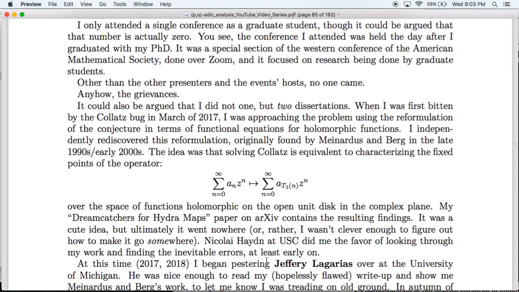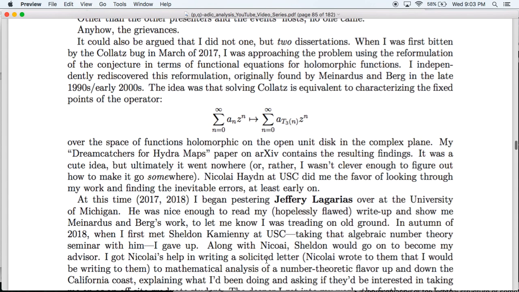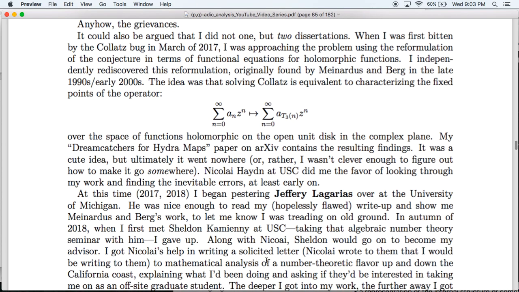Nikolai Haydn at USC did me the favor of looking through my work and finding the inevitable errors, at least early on. At this time, 2017, 2018, I began pestering Jeffrey Lagarias over at the University of Michigan. He was nice enough to read my hopelessly flawed write-up and showed me Meinardus and Berg's work to let me know I was treading on old ground.